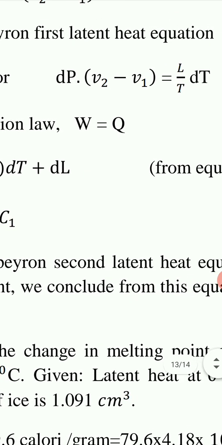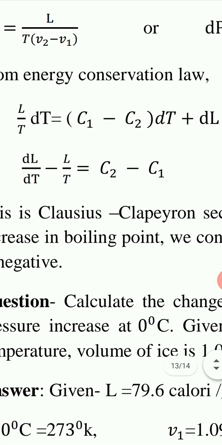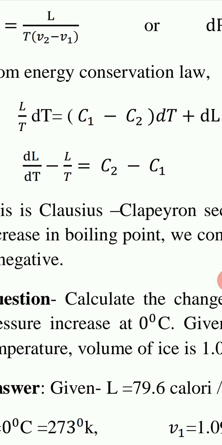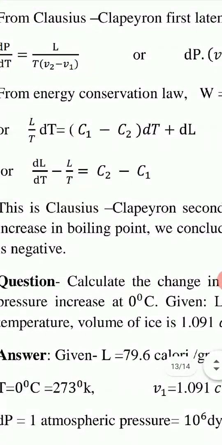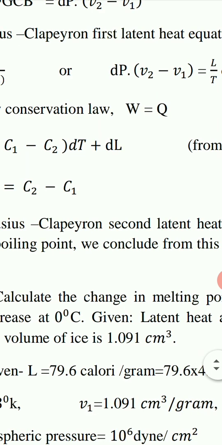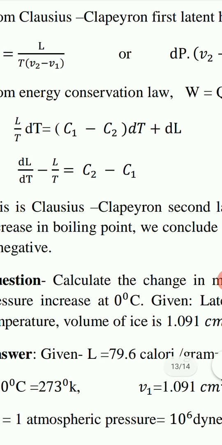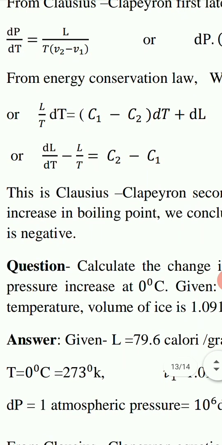So L upon T dt, which is equal to work done, and which is equal to Q, the net heat absorbed by the substance. So this equation now reduces to this: L upon T dt equal to Q. dP into V2 minus V1 is equal to W, and W equal to Q, and Q is C1 minus C2 dt plus dl. So L upon T dt equal to C1 minus C2 into dt plus dl. Dividing by dt, we have dl upon dt minus L upon T equal to C2 minus C1. And this is the Clausius Clapeyron second latent heat equation.